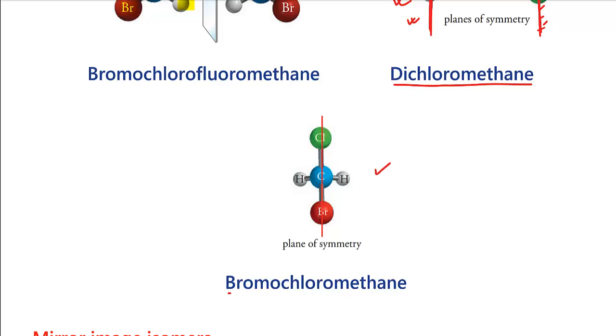This molecule is bromochloromethane. So if you make a plane along this line, this is the plane. Now this side we have hydrogen, this side we have hydrogen, this side half of the chlorine, this side the other half of the chlorine, half of the bromine and half of the bromine. So this molecule has a plane of symmetry. Once again, this molecule will not be a chiral molecule. So whenever you have a plane of symmetry, you will not have a chiral carbon or a chiral molecule.